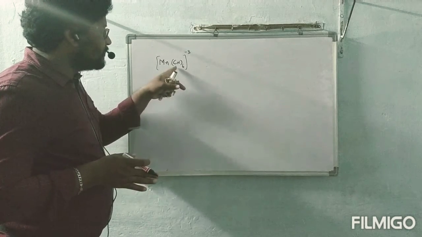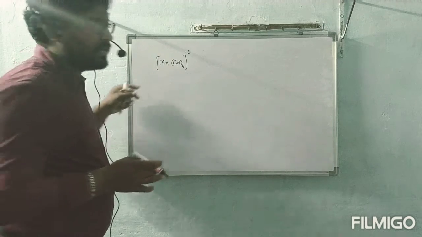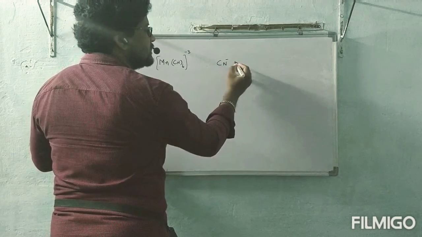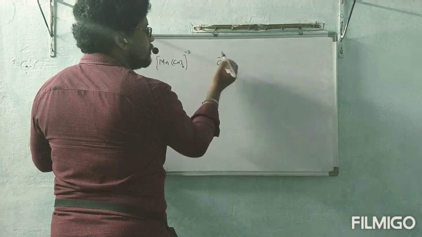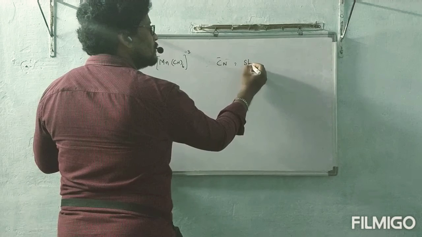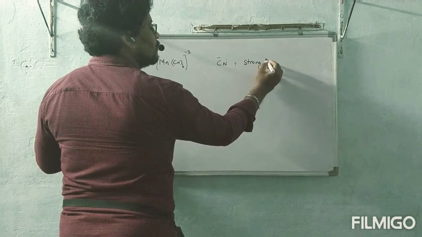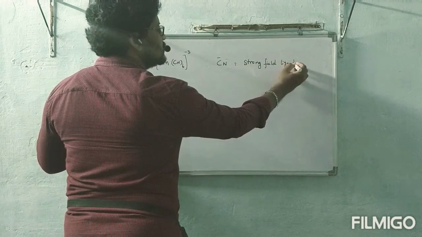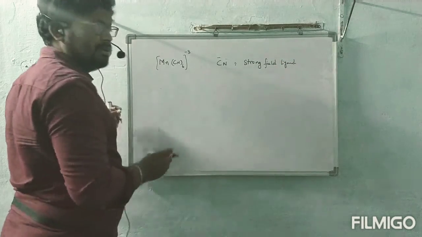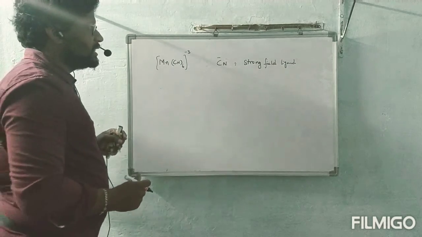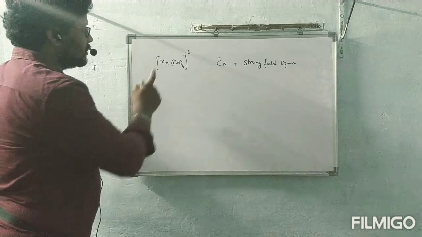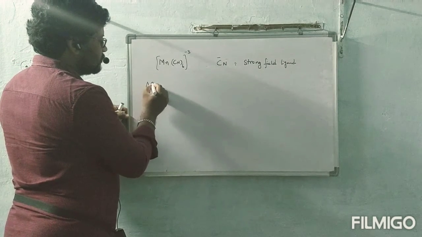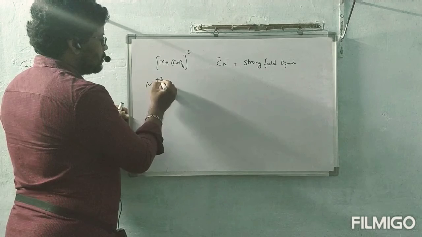First we have to write that this ligand is CN-. CN- is a strong field ligand. Once go through the spectrochemical series, no problem at all, you will remember. CN- is a strong field ligand. In this complex, the oxidation number of manganese is +3, Mn3+.